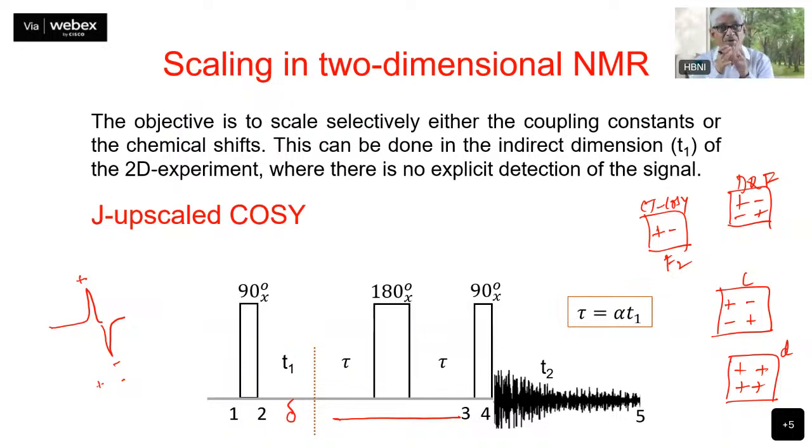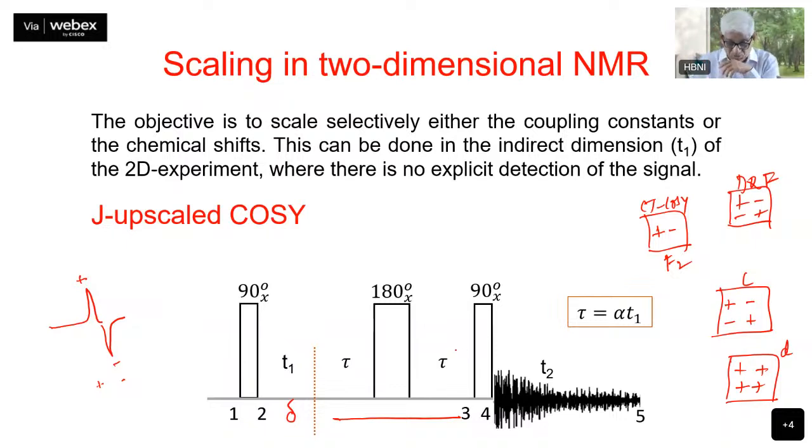Therefore, artificially, you have allowed different evolution times for the chemical shifts and the coupling constants. But the Fourier transformation does not know that. So as a result, in your spectrum, the coupling constant appears scaled. That is the trick here. So the objective is to scale selectively either the coupling constants or the chemical shift.